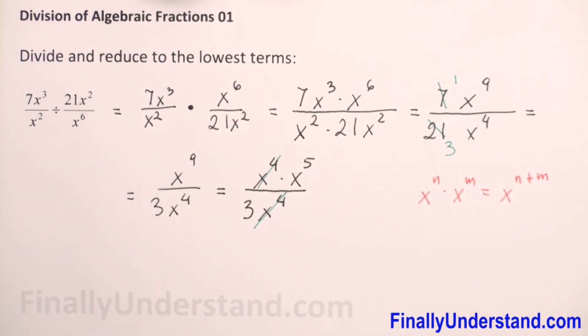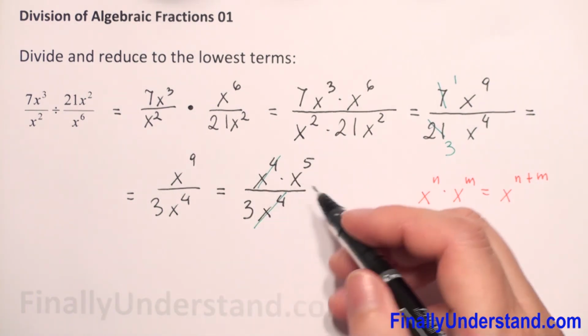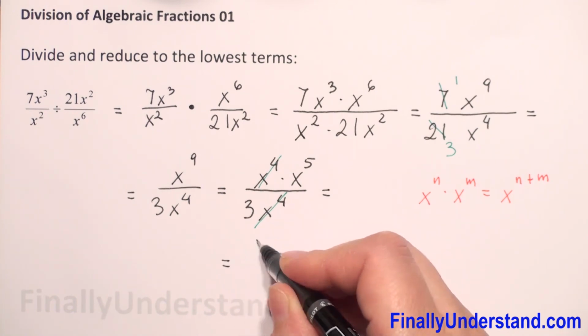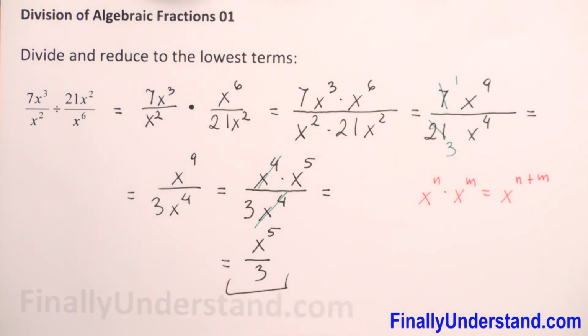So I just used the property and we can reduce x to the 4th power, so this is equal to x to the 5th power over 3. This is my solution.